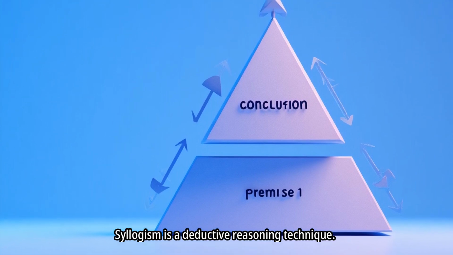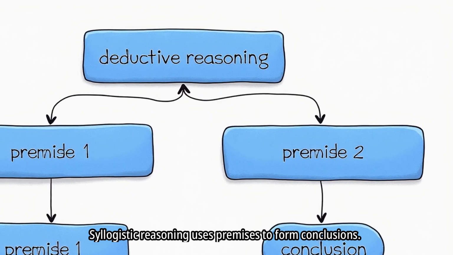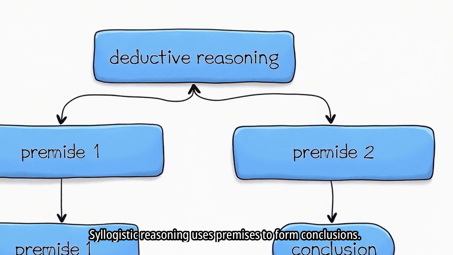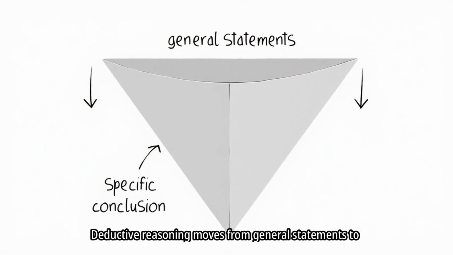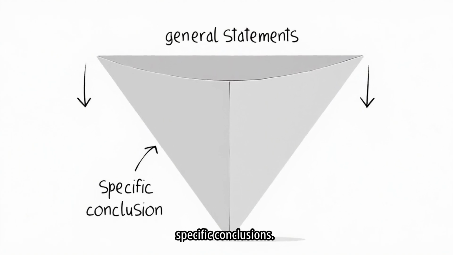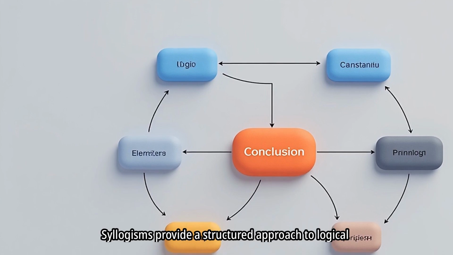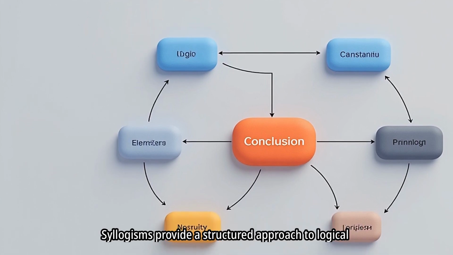Syllogism is a deductive reasoning technique. Syllogistic reasoning uses premises to form conclusions. Deductive reasoning moves from general statements to specific conclusions. Syllogisms provide a structured approach to logical arguments.